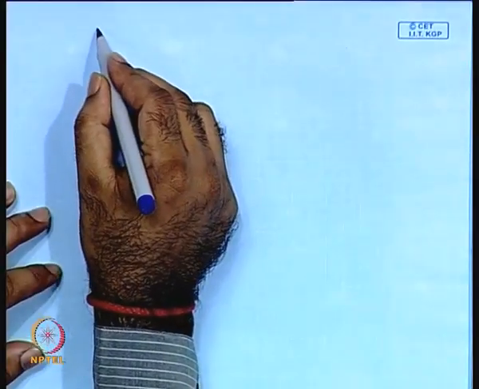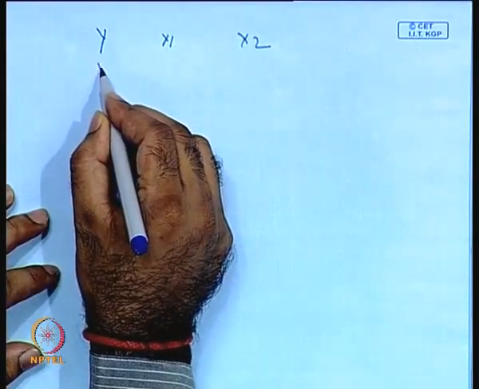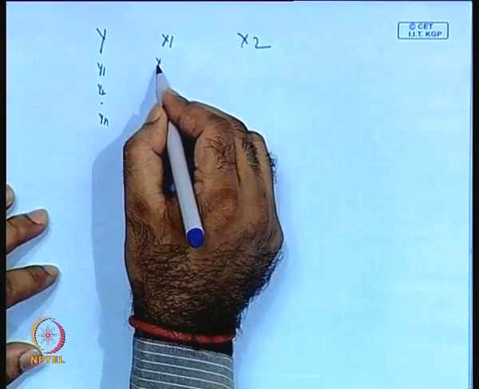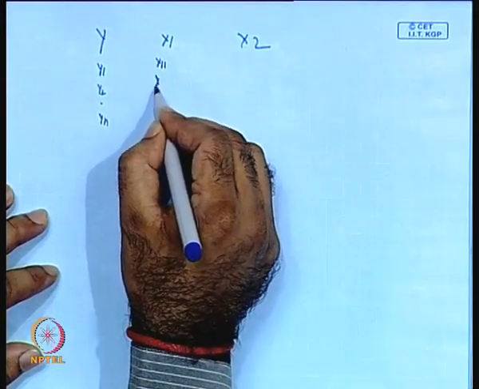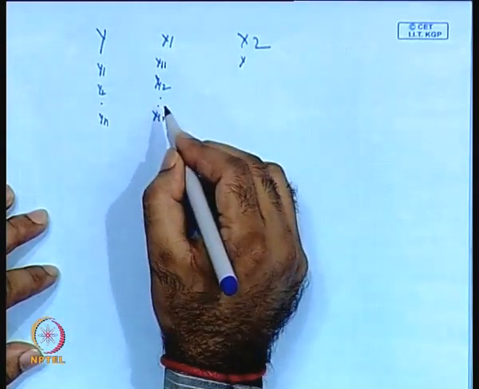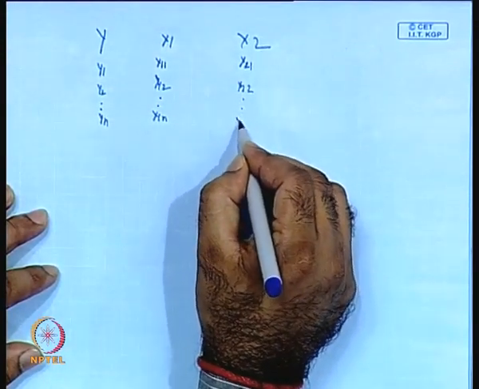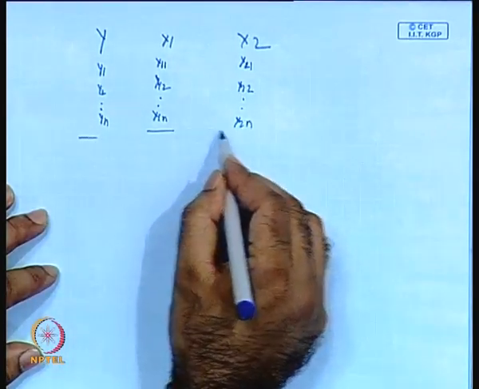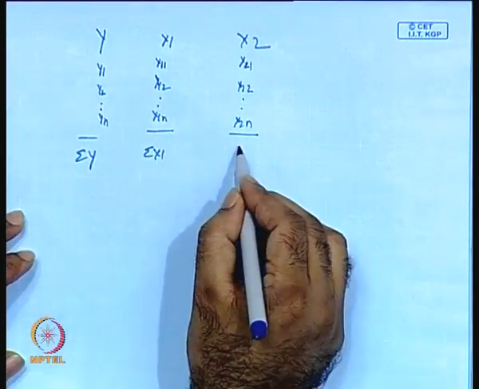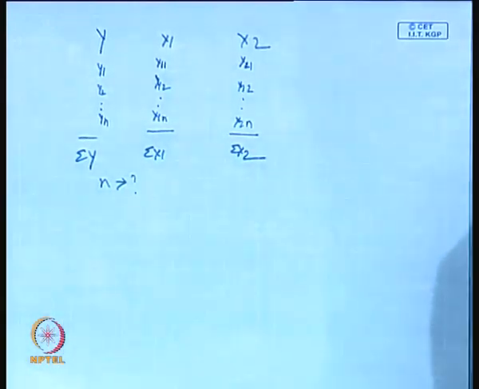So now you have the sample setup like this: y, x1 and x2. Corresponding to y you have y1, y2 up to yn. Corresponding to x1 you have x11, x12, then x1n. Corresponding to x2 you have x21, x22, then x2n. Okay. So now quickly what you have to do, you will find summation y, summation x1, then summation x2, and obviously n must be known to you.